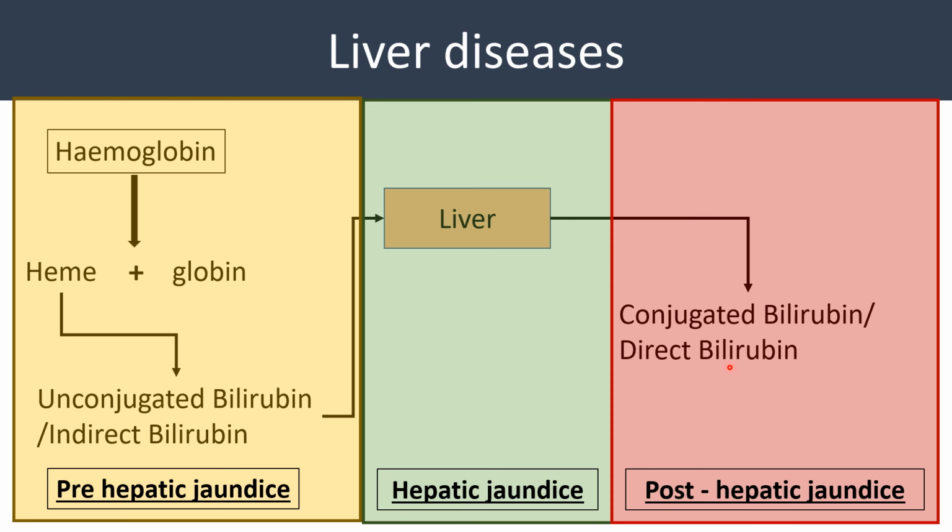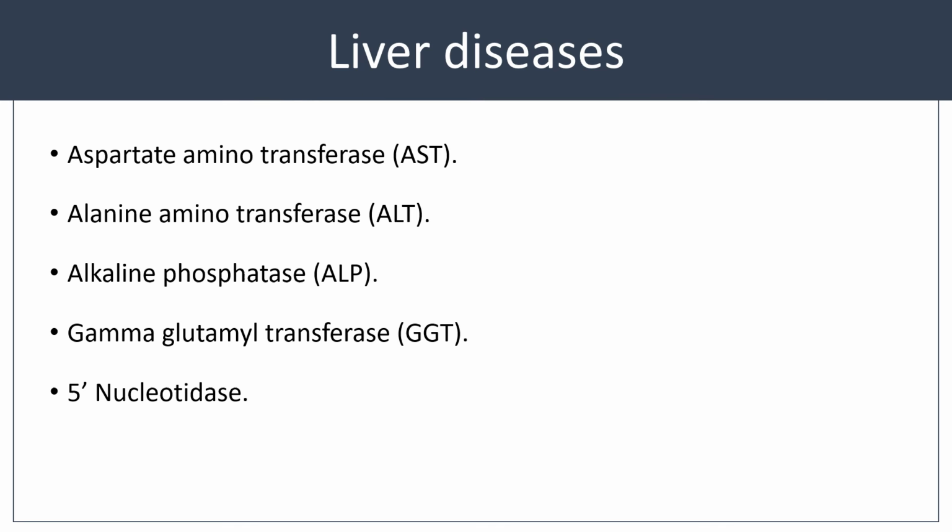Now let's see which enzymes will be elevated in these conditions. The enzymes altered in liver disease are, first, aspartate aminotransferase, that is AST. We can also write it as aspartate transaminase. Both are right. Second, alanine aminotransferase or alanine transaminase, ALT. Third, alkaline phosphatase, ALP. Fourth, gamma glutamyl transferase, that is GGT. And the last one, 5-nucleotidase. So these are the enzymes which will be elevated in liver disease.